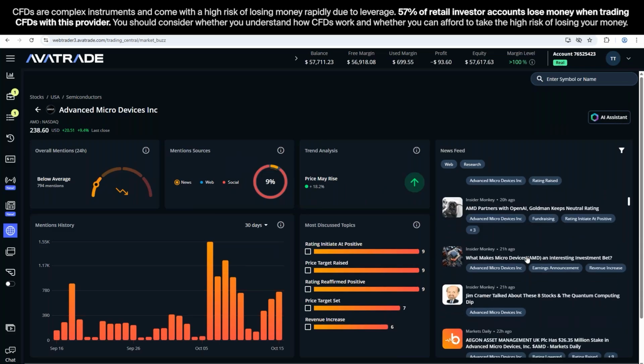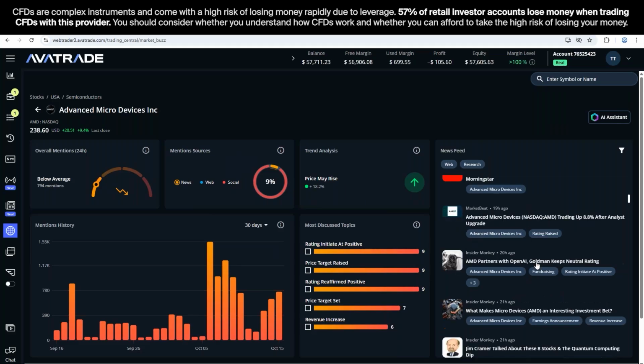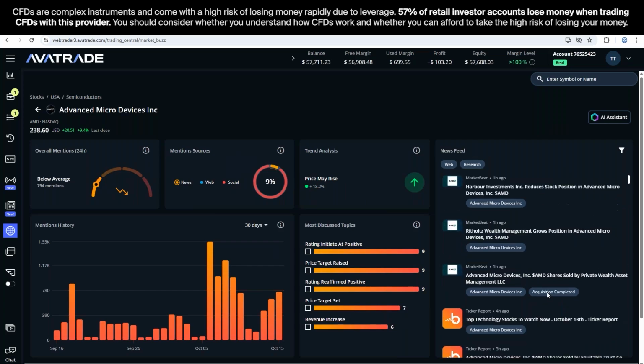Okay, and I can scroll down, look for more articles. AMD partners with OpenAI. Wow, that sounds good. OpenAI is one of the biggest things out there right now, and AMD partnered with them to provide chips. So if you see enough positive news, maybe that leads you to say, okay, maybe I want to buy on AMD. Okay, great, let's go to the charts.